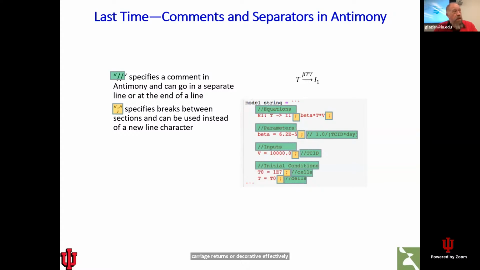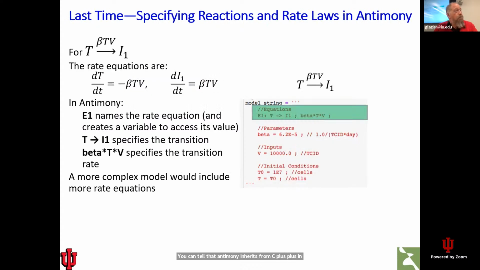There are 2 basic kinds of comment. Actually, there's also the hash as well as the double slash for comments. That was added after this slide was made, which tells you it's an old slide. Semicolon can be used instead of a new line character. You can tell that antimony inherits from C++ in terms of its syntax a little bit. The basic concept again is a rate equation: something, arrow, something, semicolon, rate, semicolon.